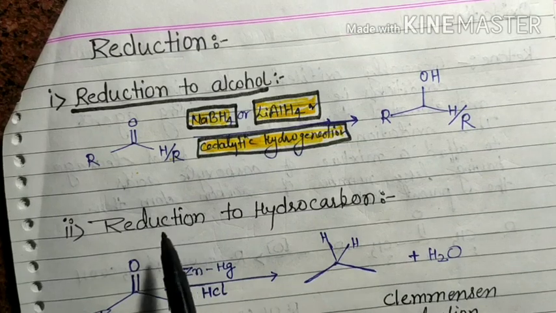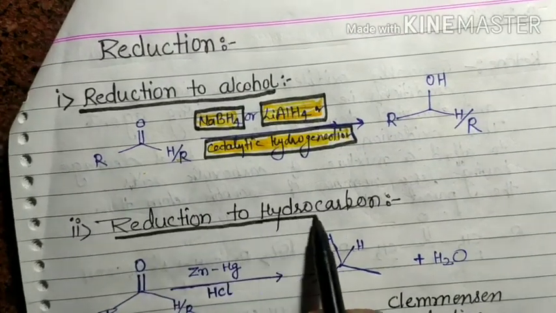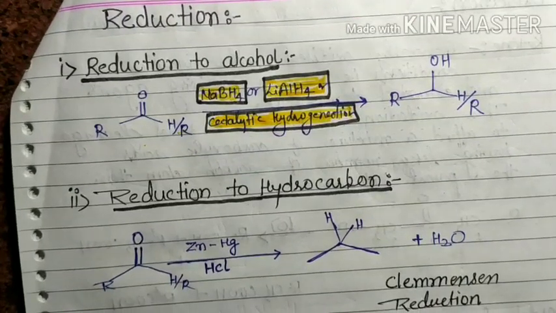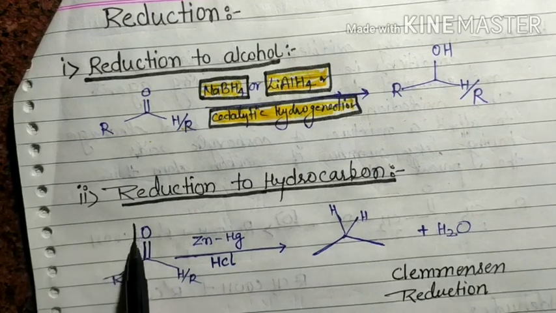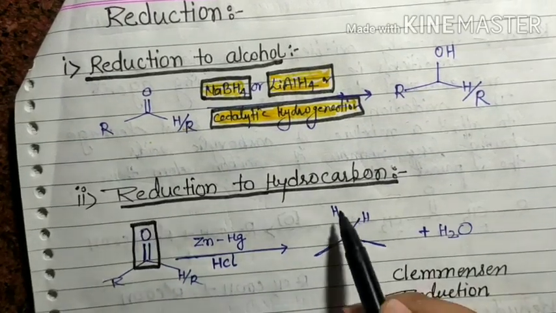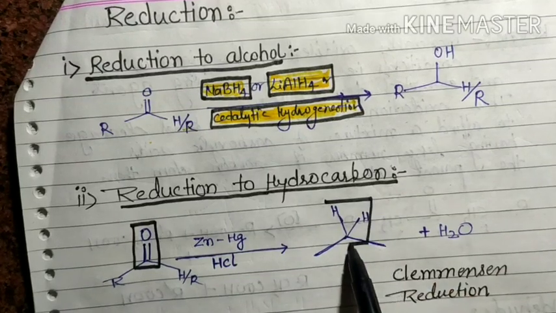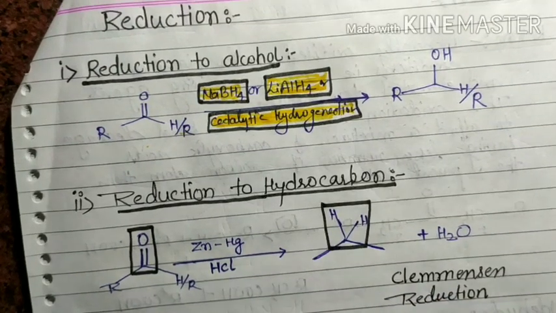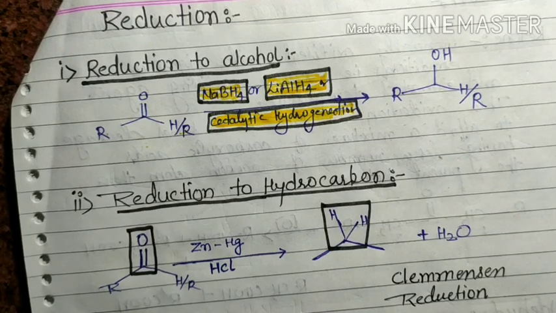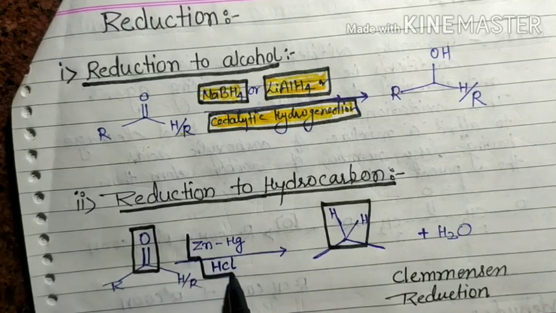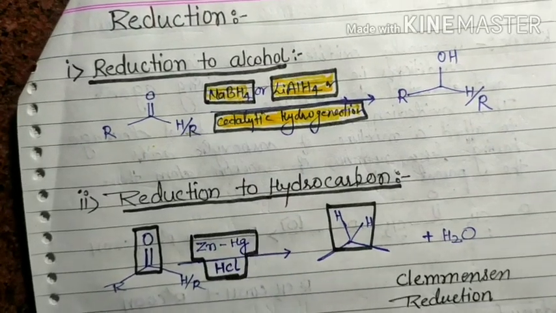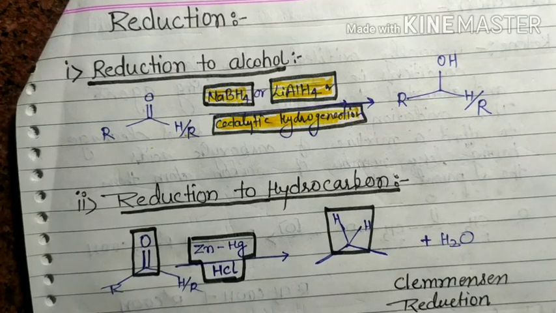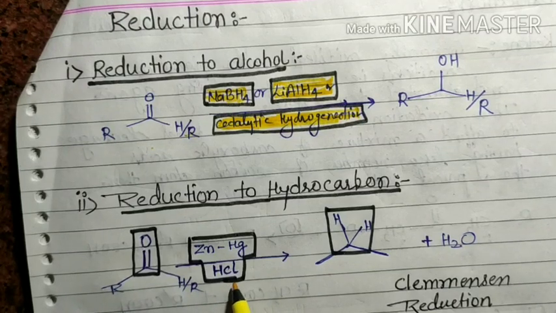Next one is reduction to hydrocarbon. Reduction to hydrocarbon means saturated hydrocarbon, where only the C double bond O converts into the CH2 group. This is C double bond O, and this C double bond O converts into a CH2 group in the product. So how does this reaction occur? For this reaction, the reagent is ZnHg with HCl. Aldehyde or ketone reacts with ZnHg, zinc and mercury, in the presence of HCl to give hydrocarbon.